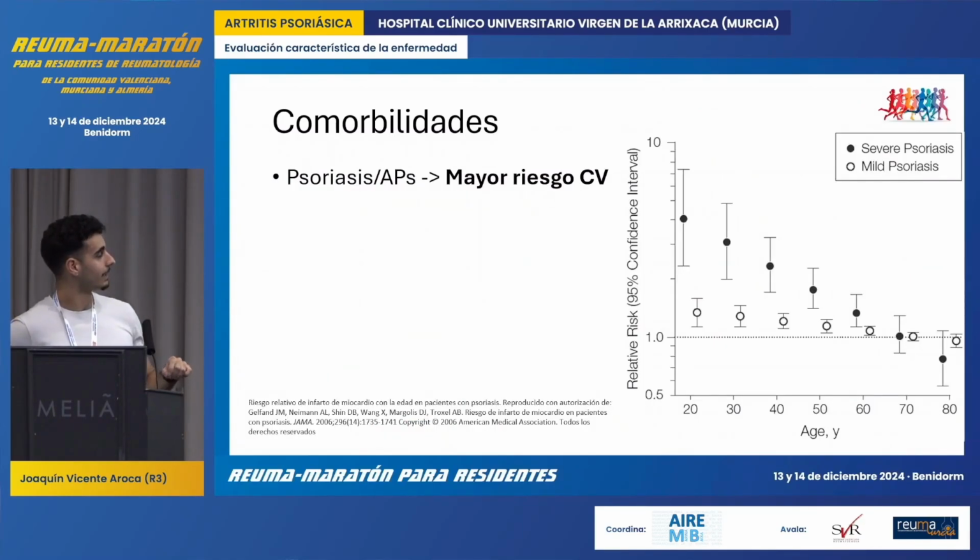Here, a meta-analysis was conducted looking at the risk of heart attack, for example, in patients with psoriasis, where we see that simply having mild psoriasis already increases the risk of heart attack. And if that psoriasis, instead of being mild, is severe, then the risk of a heart attack increases even more.